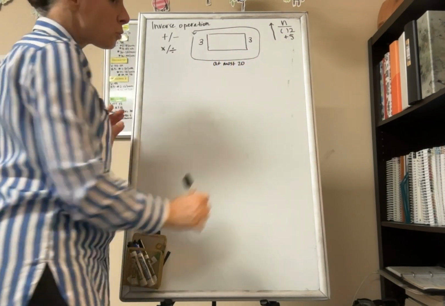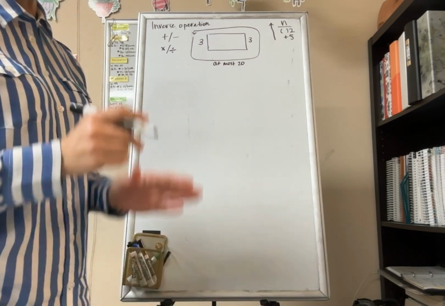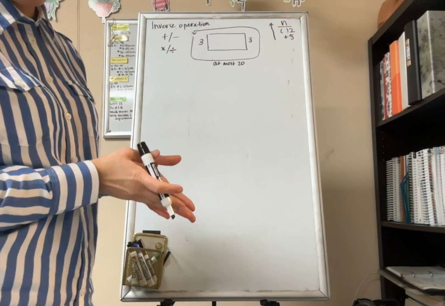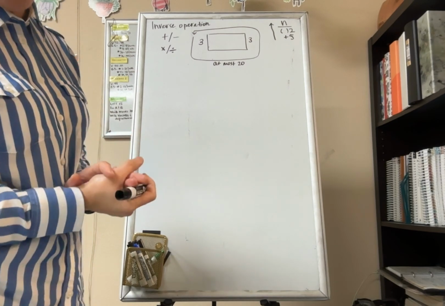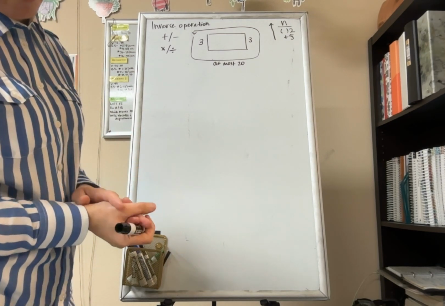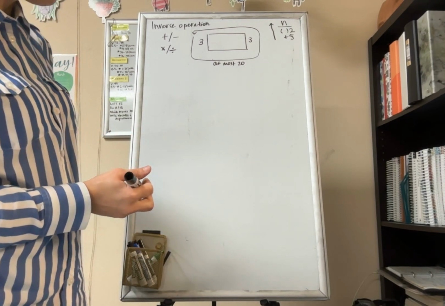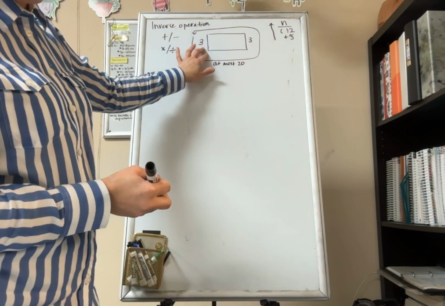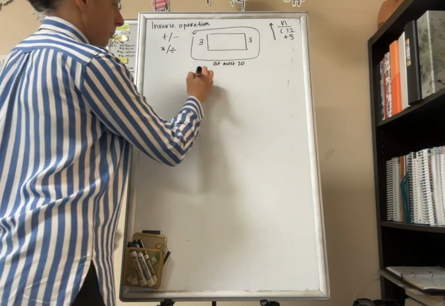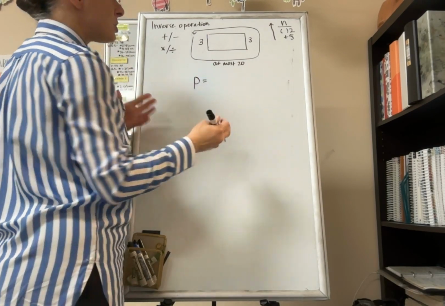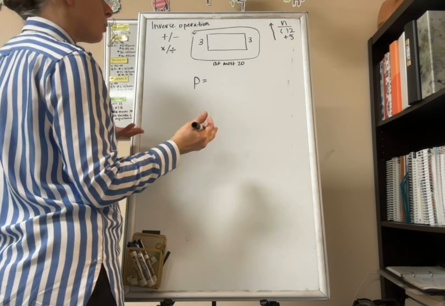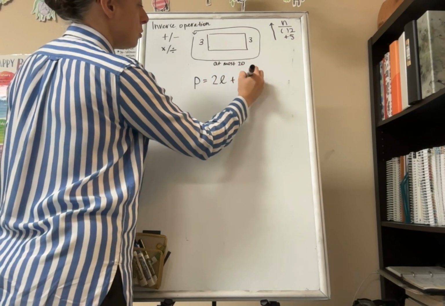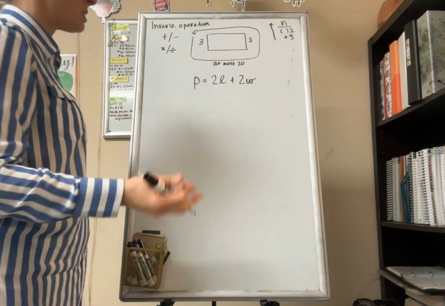Can it be bigger than 20 feet? No. Can it be 20 feet? Yes. Can it be smaller than 20 feet? Yes. But no more than 20 feet. So let's think about how we find perimeter if we have a rectangle. The formula for perimeter is just adding all sides, but when we have a rectangle, we generally just say 2 times the length plus 2 times the width will give us the perimeter.